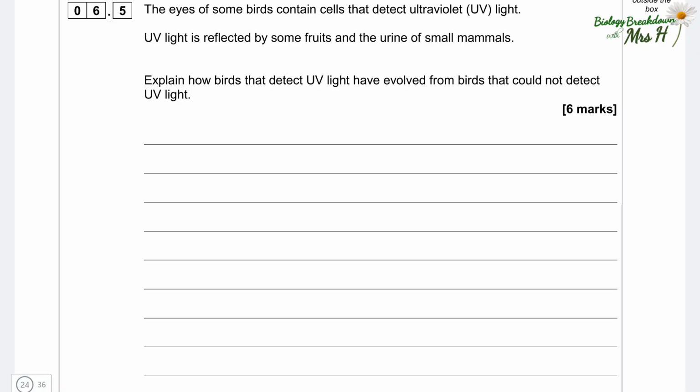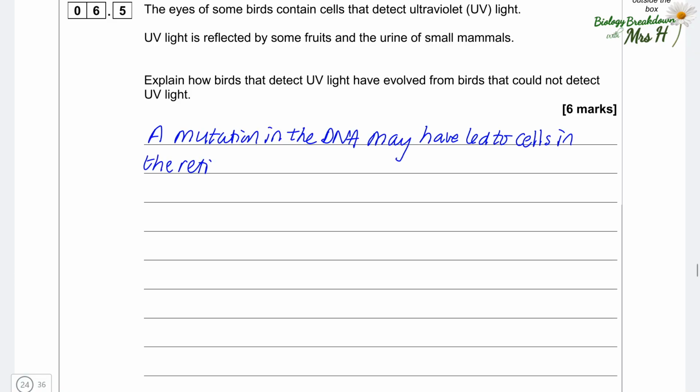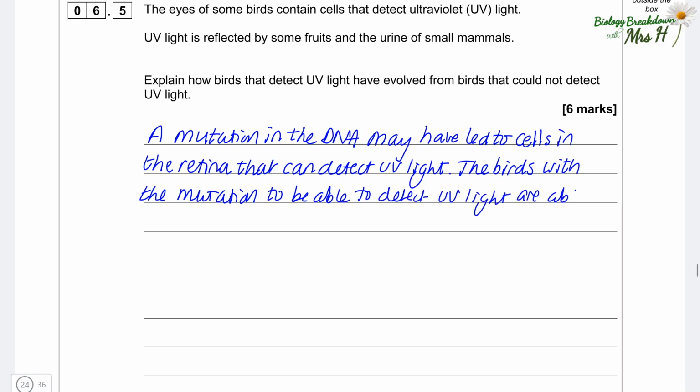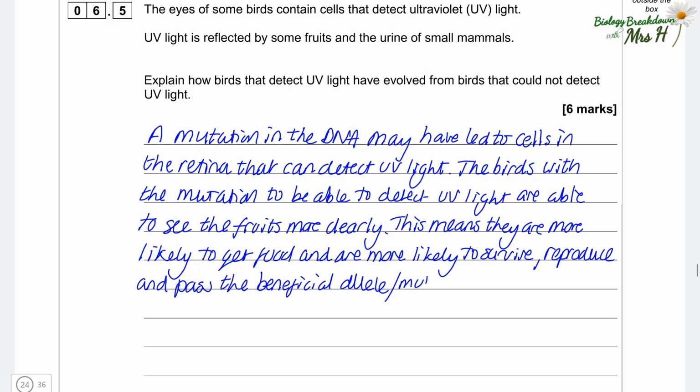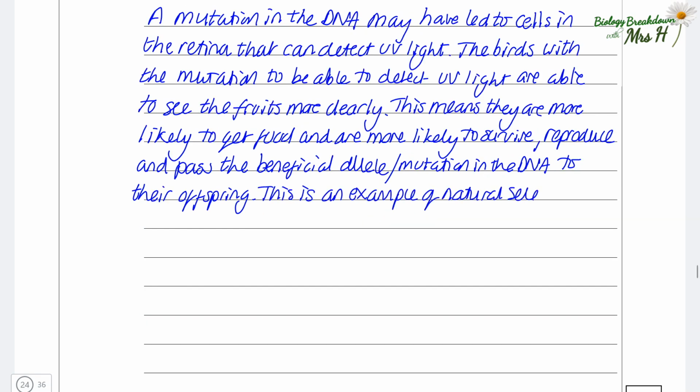Explain how birds that detect UV light have evolved from birds that could not detect the UV light. A mutation in the DNA may have led to cells in the retina that can detect UV light. The birds with the mutation are able to see the fruits more clearly. And if they can see the fruits more clearly, they're more likely to get food, and therefore more likely to survive, reproduce, and pass on this beneficial allele or mutation to their offspring. And that is an example of natural selection.